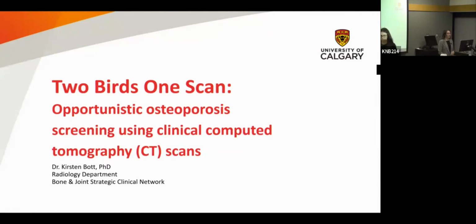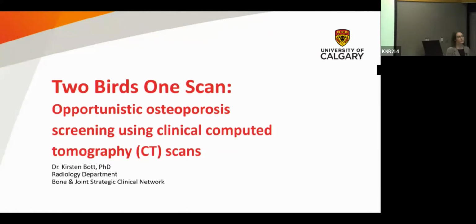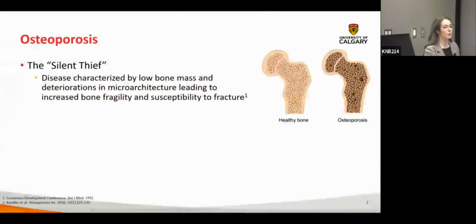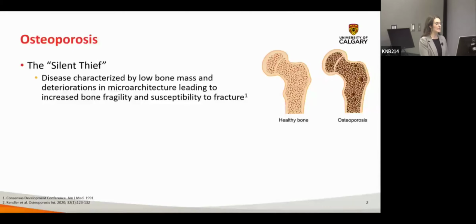Great. So the title of my talk today is Two Birds, One Scan: looking at opportunistic osteoporosis screening using clinical computed tomography scans. I wanted to start with the why for this research. The overarching goal is to develop an osteoporosis screening tool that repurposes clinical CT scans for earlier identification of individuals at risk of developing osteoporosis.